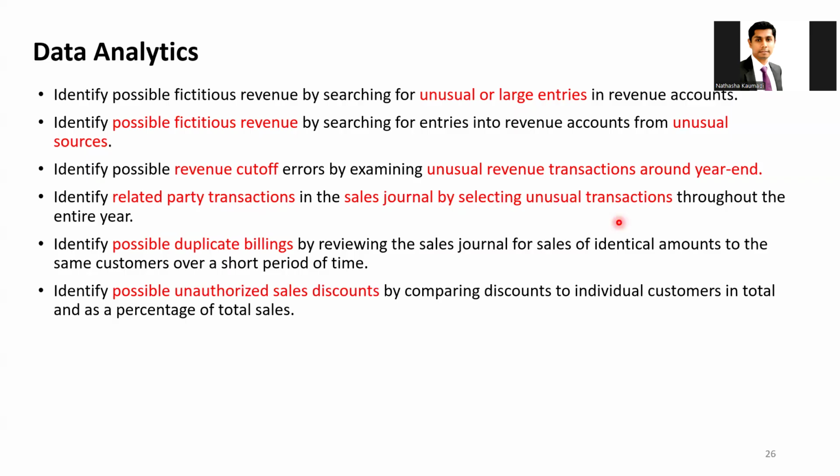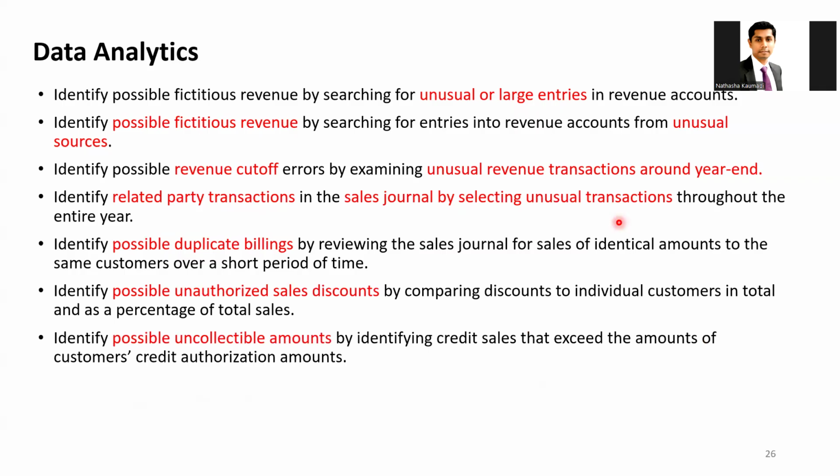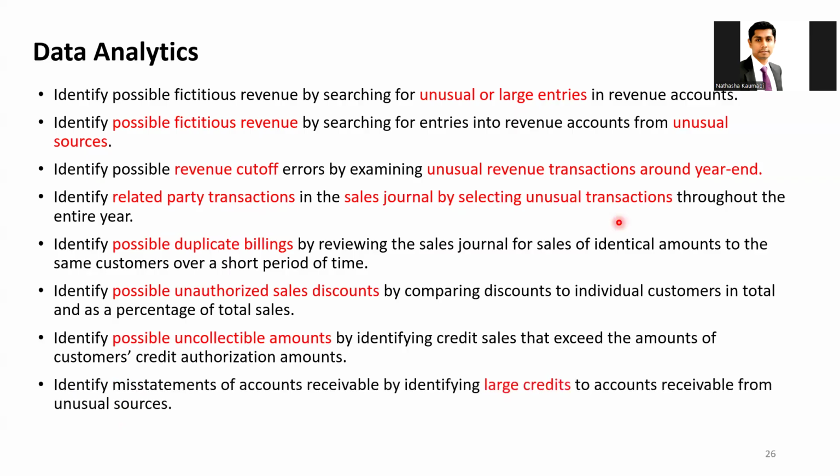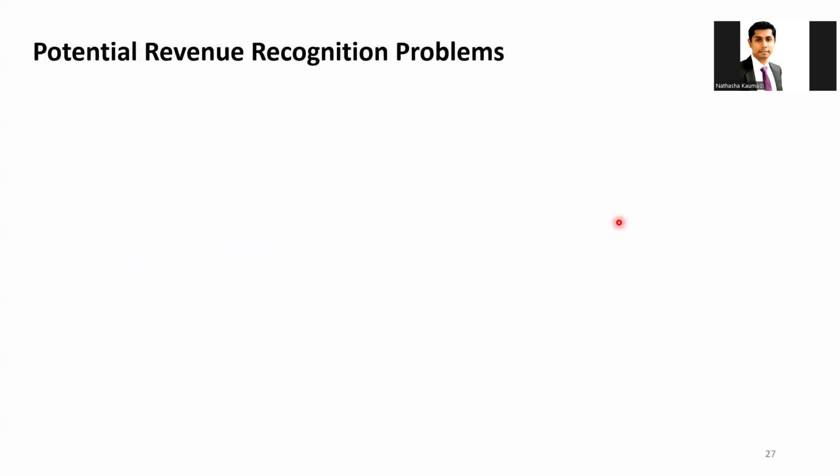So using data analytics, we can identify unauthorized sales discounts and then identify possible uncollectible amounts. The data analytics techniques are there to understand the behavior of the payments of different debtors individually. That technique can tell you whether this person is going to pay this amount or not, based on the trends, based on the historical analysis. So manually you won't be able to do that, but data analytics would do. And then large credits, you can pick large amounts, large credits from the listings.